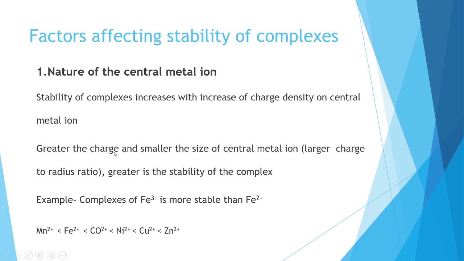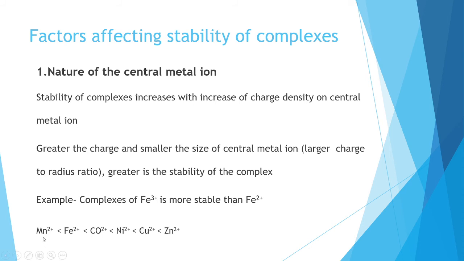That is, the greater the charge and the smaller the size of the central metal ion, in other words a larger charge to radius ratio, that means the charge is greater and the size is smaller, the greater is the stability of the complex. For example, complexes of Fe3+ are more stable than complexes of Fe2+, because it is the same central metal ion, but the charge 3+ is greater than 2+. So when the charge increases, stability also increases. In other words, when the size of the central metal ion decreases, stability will increase.